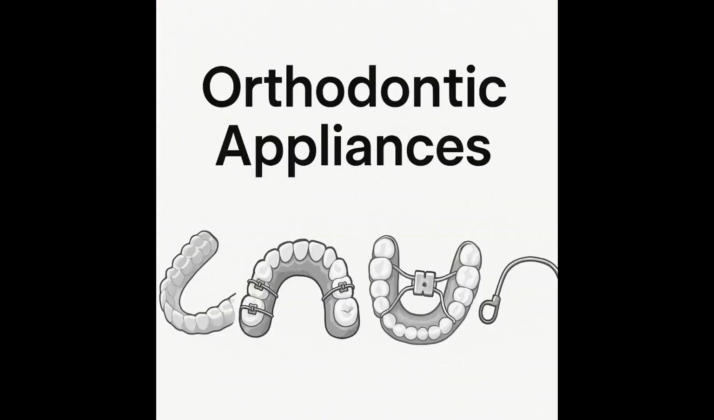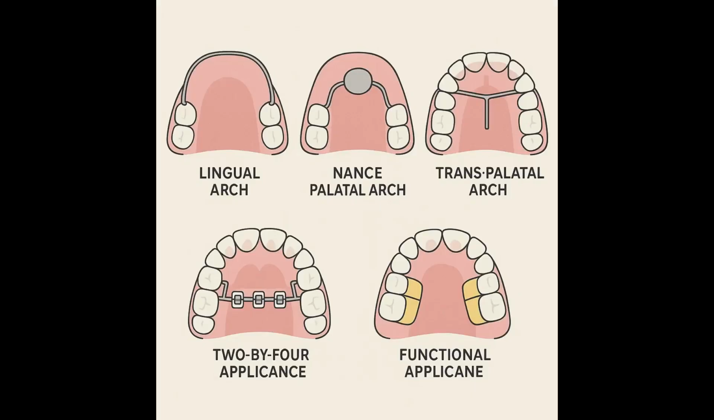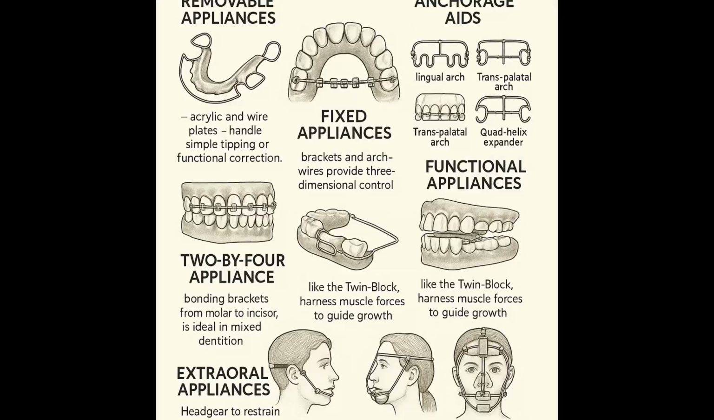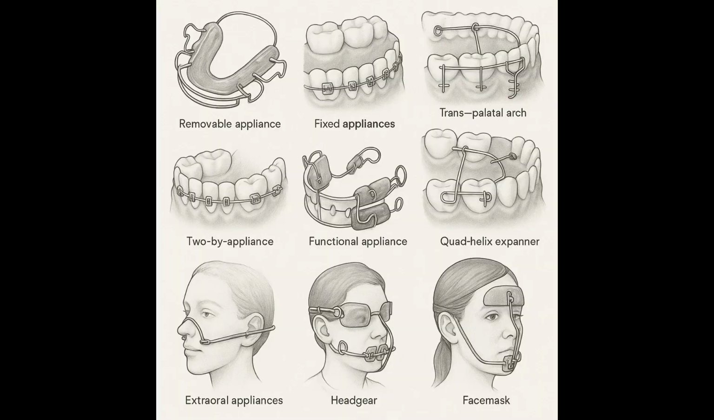Orthodontic appliances. Appliances are the tools that translate diagnosis into movement. Removable appliances, acrylic and wire plates, handle simple tipping or functional correction. Fixed appliances, brackets and arch wires, provide three-dimensional control. Common anchorage aids include the lingual arch, Nance palatal arch, transpalatal arch, and quad helix expander. The 2x4 appliance, bonding brackets from molar to incisor, is ideal in mixed dentition.